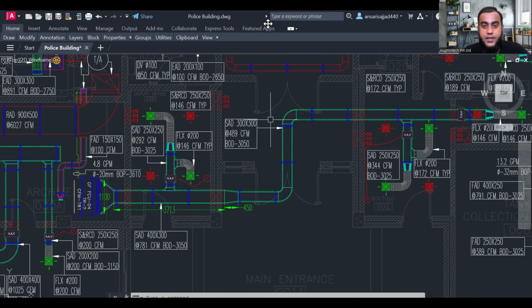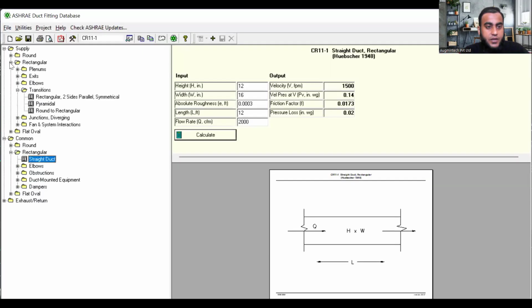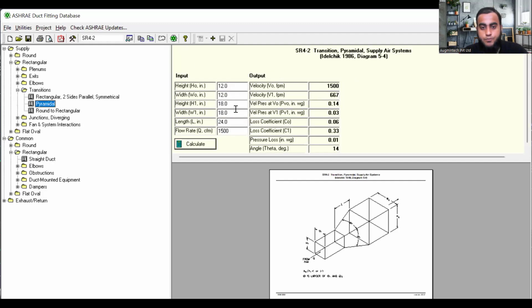Remember this. Now I want to find out the pressure loss value in the reducer. So simply come here to supply transition pyramidal and enter the values. Before reducing, what is the width? Width is 400, which means 16 inch.